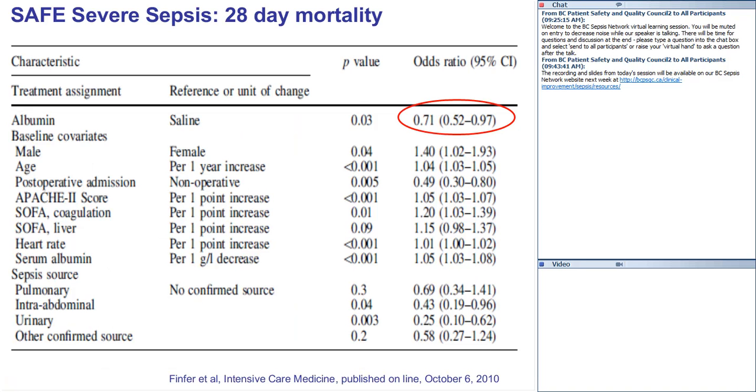But as we say, again, this is a subgroup analysis from a very large randomized controlled trial. It required adjustments for the baseline characteristics. The trial really wasn't intended to be conducted specifically in this patient population, so many of us still question whether or not albumin, if given in the setting of severe sepsis and septic shock, is actually beneficial.